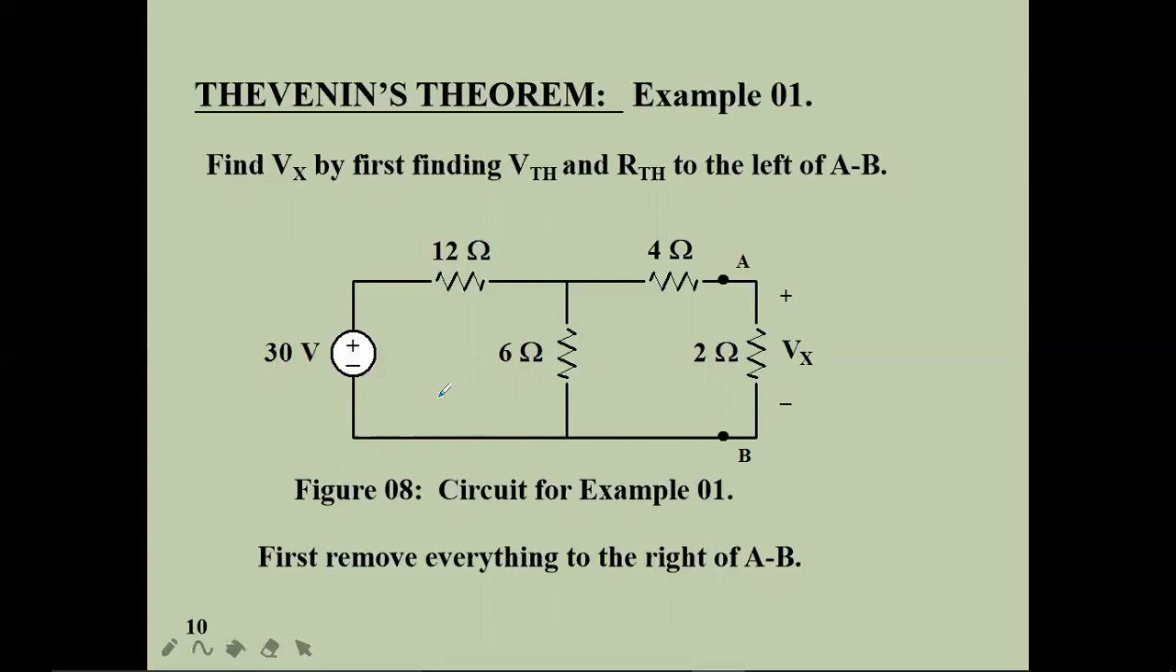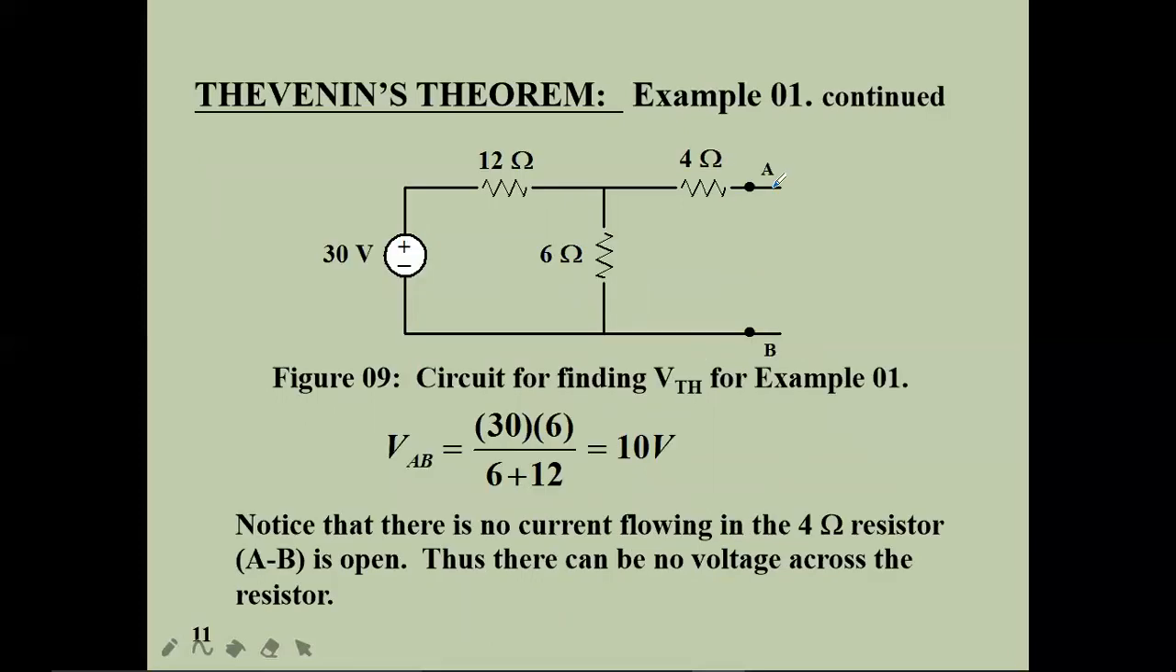This is the voltage source. These are the resistances: 12 ohms, 6 ohms, and 4 ohms. So I am going to measure Vth and Rth across these A and B terminals. After measuring Vth and Rth across A and B, I am going to attach that Vth and Rth to Vx, meaning the 2 ohm resistor. Hope you're clear. So first remove the right side part of the A-B terminals. That is my rule number 1, as I said. So I removed this load.